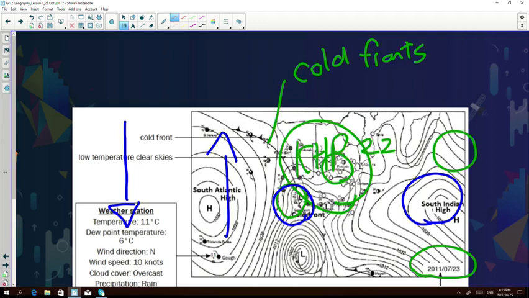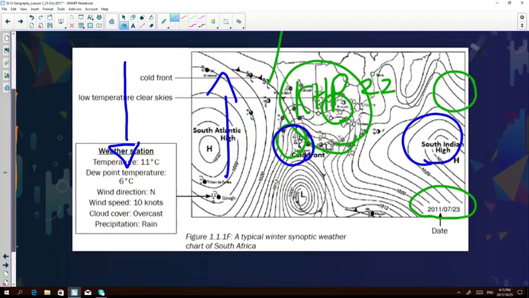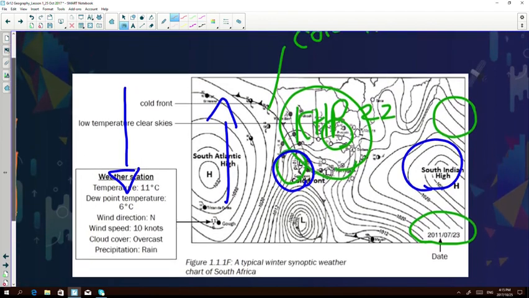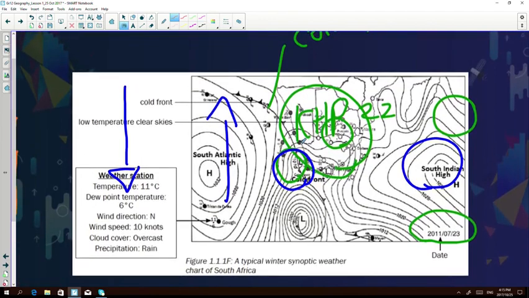There's the synoptic chart that we discussed. As you can see, the Kalahari high pressure system is over the interior. The date is a giveaway, and you can go and have a look at your temperatures. That's quite low.